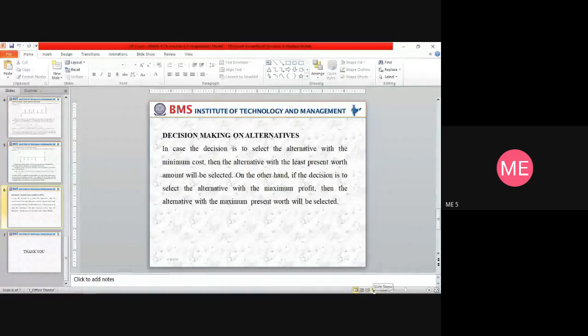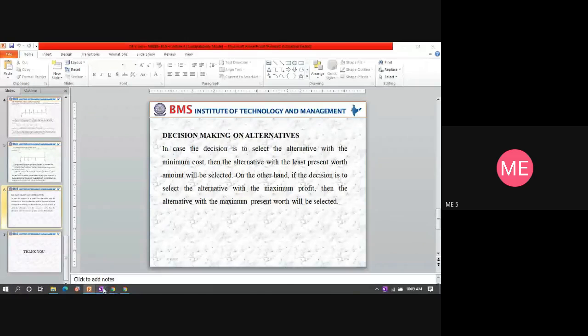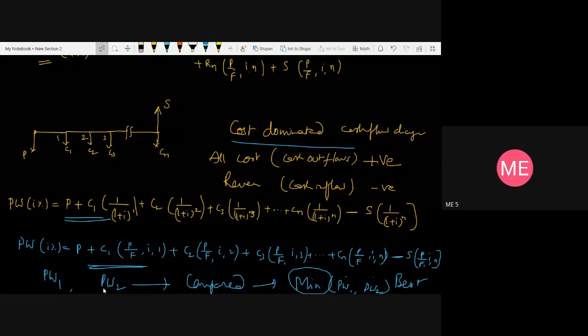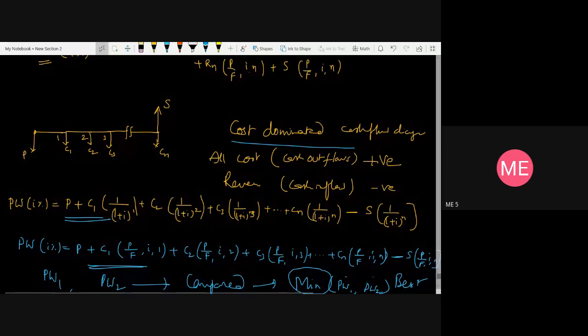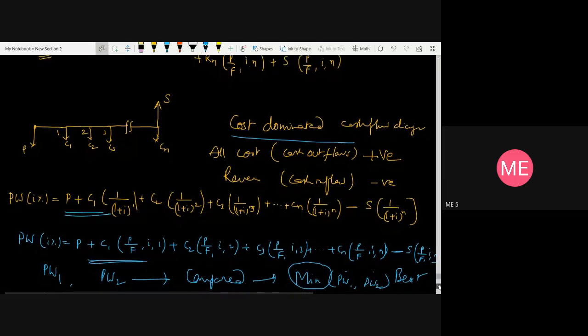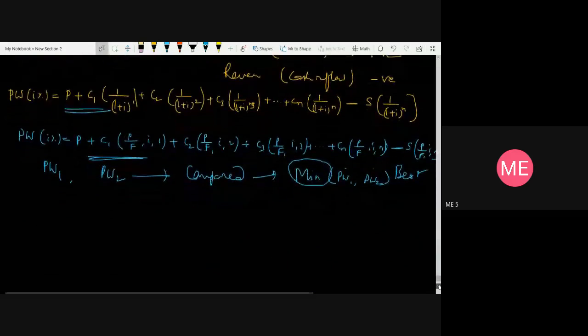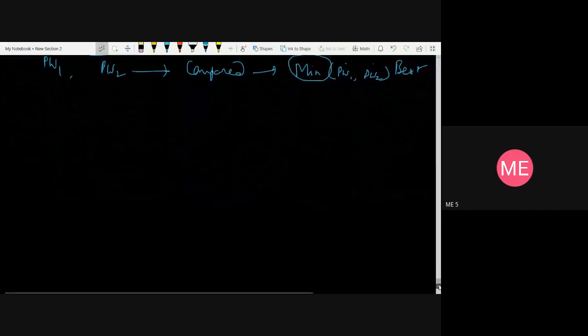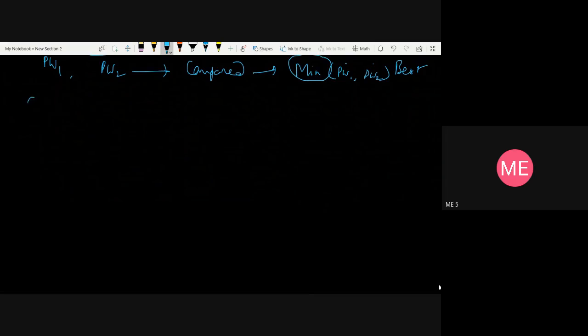So if you look at these cash flow diagrams, which are conditions for present worth comparison, we'll discuss. So this is a little explanation about the present worth comparison. Now we look at the conditions for present worth comparison. So what are the conditions for present worth comparison?